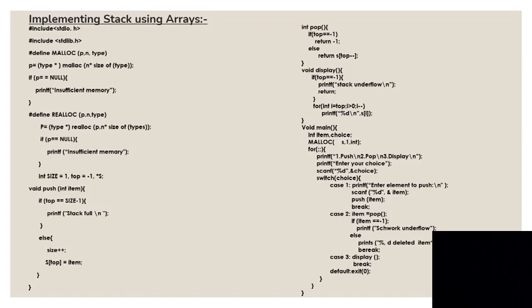In the void push function, we can see that an if condition is used to check whether the stack is full or not. Top equals size minus 1 is the condition used to check whether the stack is full. If the top equals size minus 1, then the stack is full. If the stack is not full, the if condition fails, and then it enters the else condition.